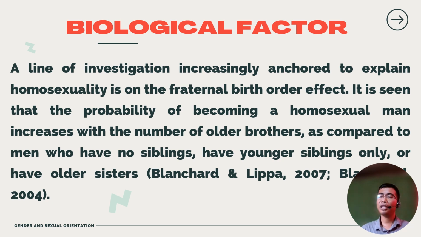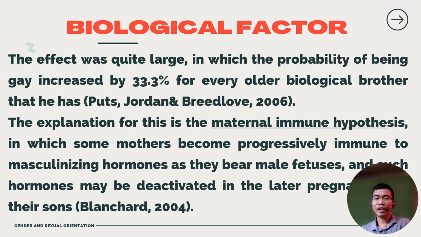So say for example, you are one of 5 siblings, you are the youngest, and you have 4 older brothers. So there is a probability of becoming a homosexual man. Maybe the androgen has been used up by your four siblings, so estrogen may have taken over in your body. Okay? So it could be a biological factor. The effect was quite large, in which the probability of being gay increased by 33% with every older biological brother that he has. So same diagnosis.